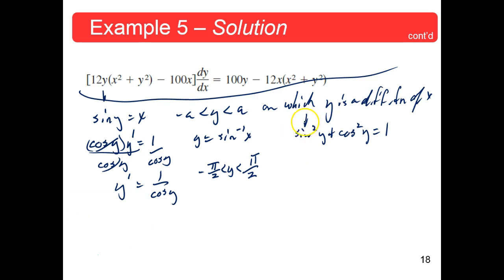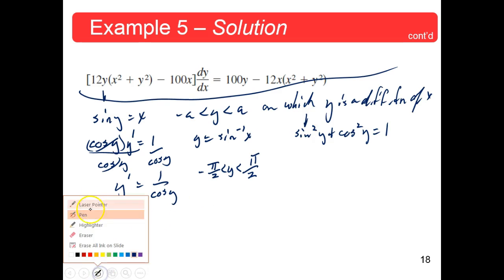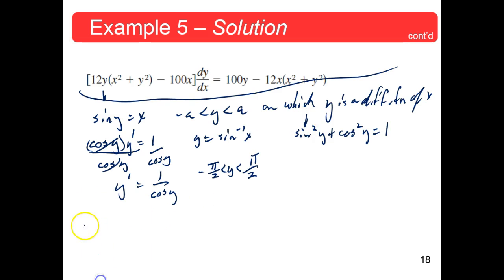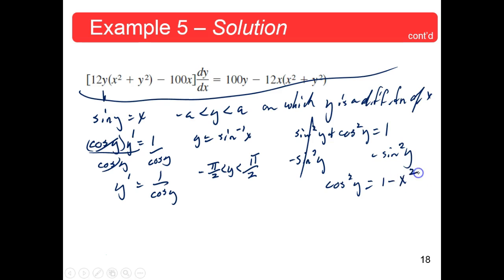All right. If you subtract the other way, whoa, wrong. Subtract the other way. Goodness gracious, this drives me nuts. Okay. Subtract sine squared y from both sides. It gives you cosine squared y is equal to 1 minus sine squared y, which is, by the way, x squared, because sine y was x squared.